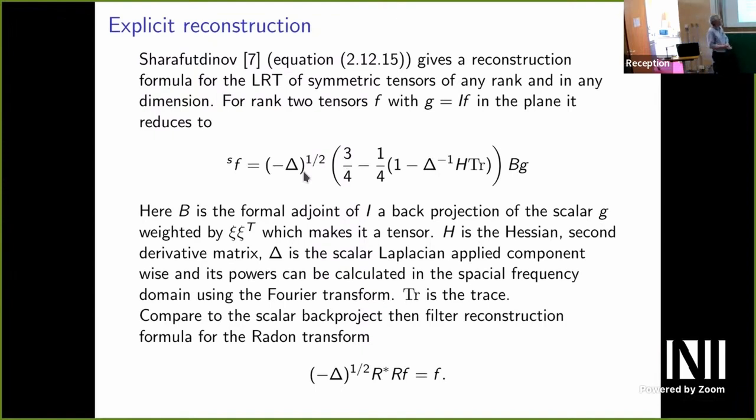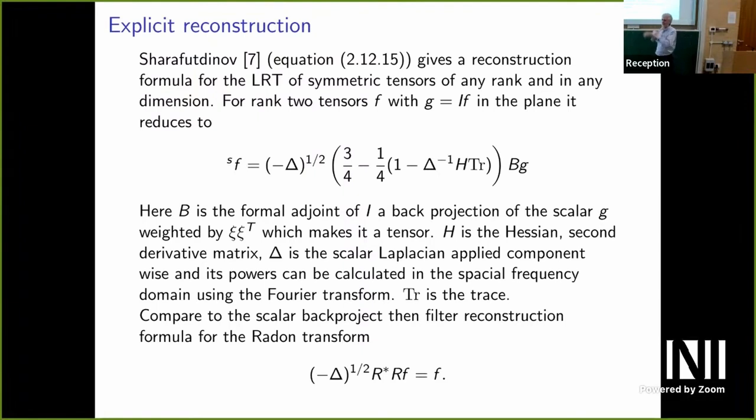Let me explain. Delta is the Laplacian operator, and when it works on tensors, I just do it componentwise. But of course, when you implement ramp filters in tomography, you take a Fourier transform, multiply it by the absolute value of frequency, and then take the inverse Fourier transform, with some clipping of the frequency to make it stable. That's a standard filter.